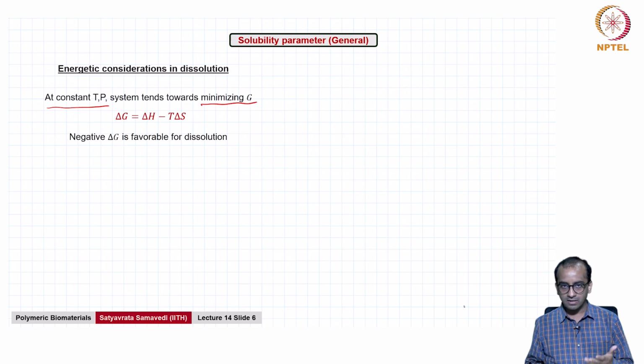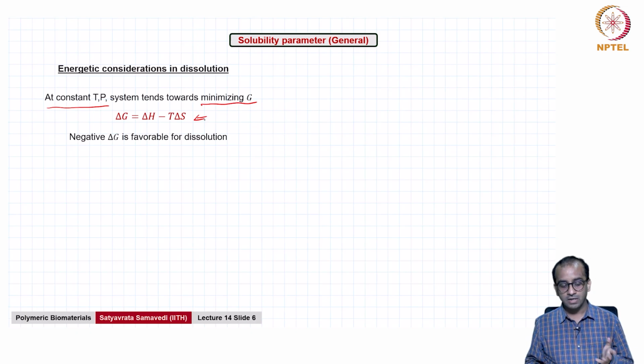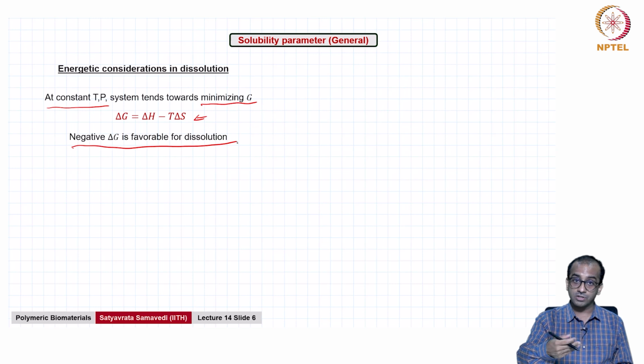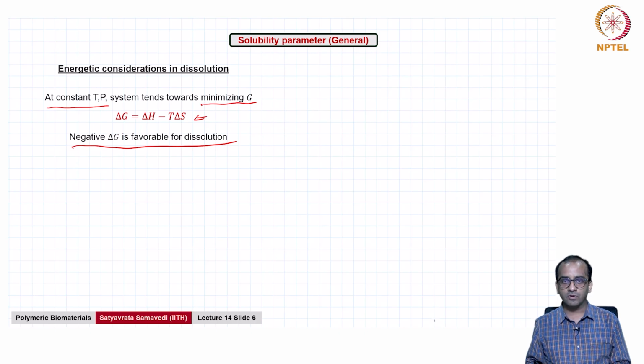This is something that we are familiar with from many of the courses that we might have taken. In this very famous equation, delta G is given by delta H minus T delta S, and typically people talk about spontaneous or non-spontaneous depending on the direction of change for delta G. A more correct way to think about it is thermodynamically favorable versus not. So, negative delta G, which tends towards minimizing free energy, is typically favorable for dissolution. That's a very good starting point for us.